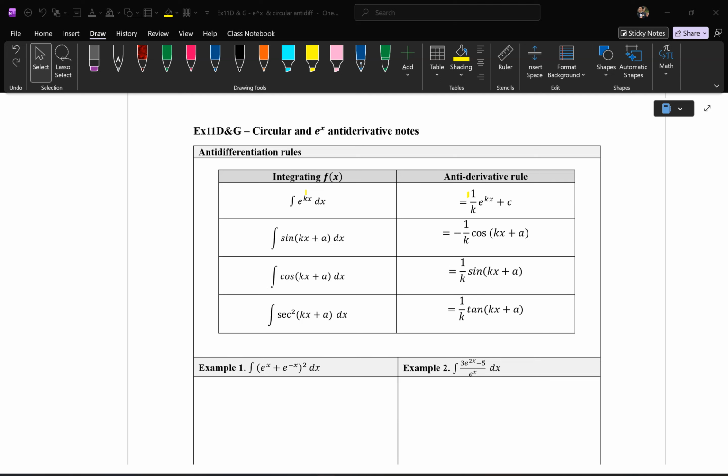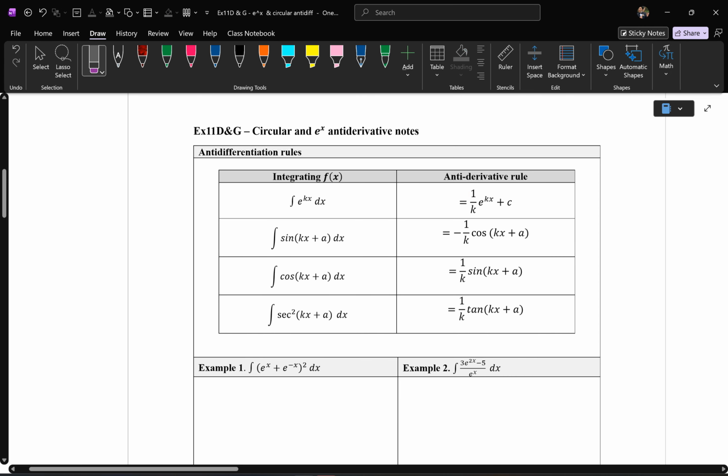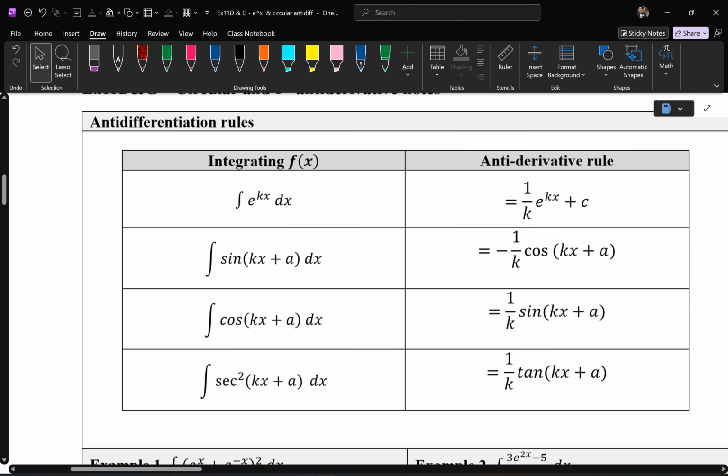All right, 11D and G. I've given you the rules. You will have the integration rules on your formula sheet at the end of your exam, but it's about knowing how to apply them. Hopefully by now you should be able to see the antiderivative is just backwards of what you did for derivatives.